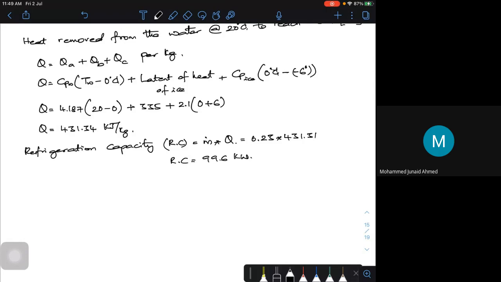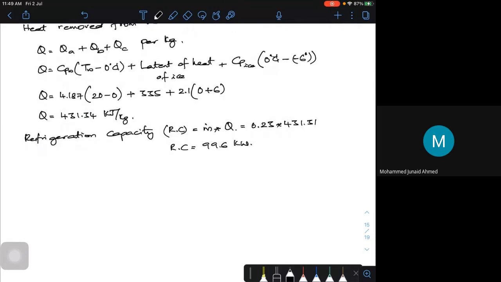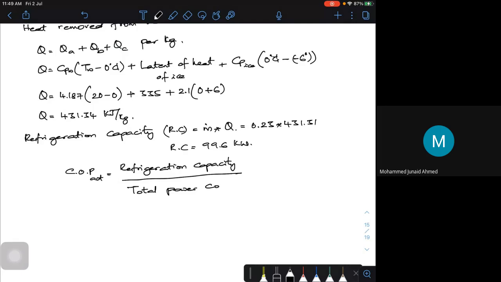Okay, now what is your COP actual? See, COP actual is also equal to your refrigeration capacity divided by the total power consumed, or work done per second per the process, whatever it may be. That is, this is RC divided by your total power.